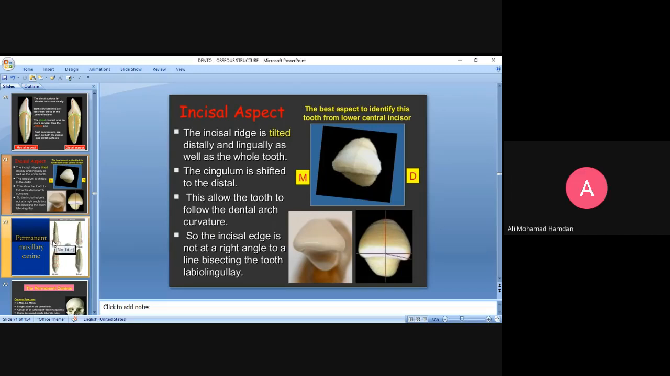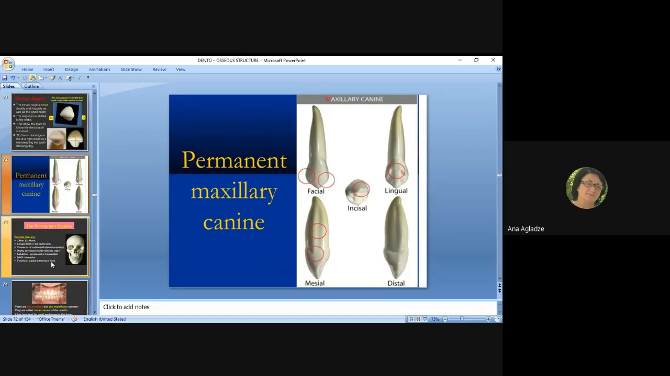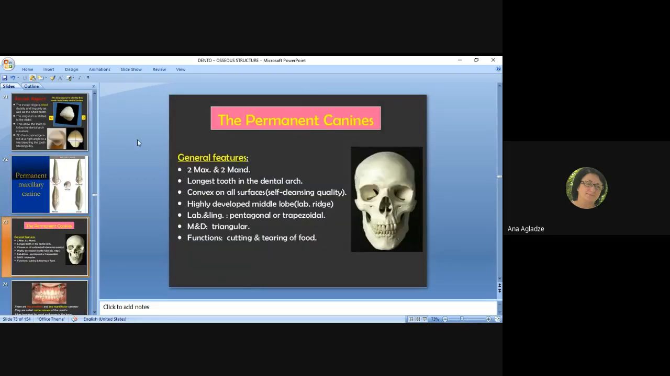Yes, continue. There are permanent maxillary canines here. Well, let's describe permanent. Do you see? I put into this all parameters, all main features of this tooth, of all teeth. Do you understand? And I think that you should study from this.